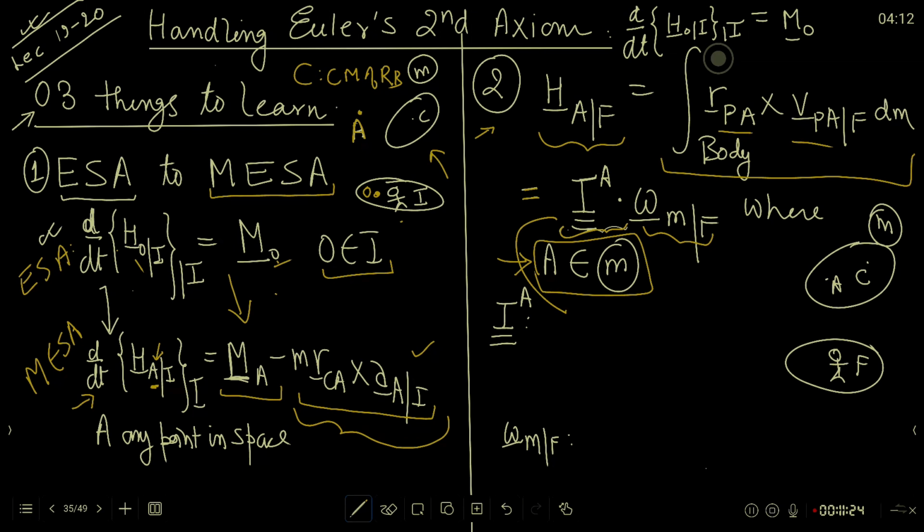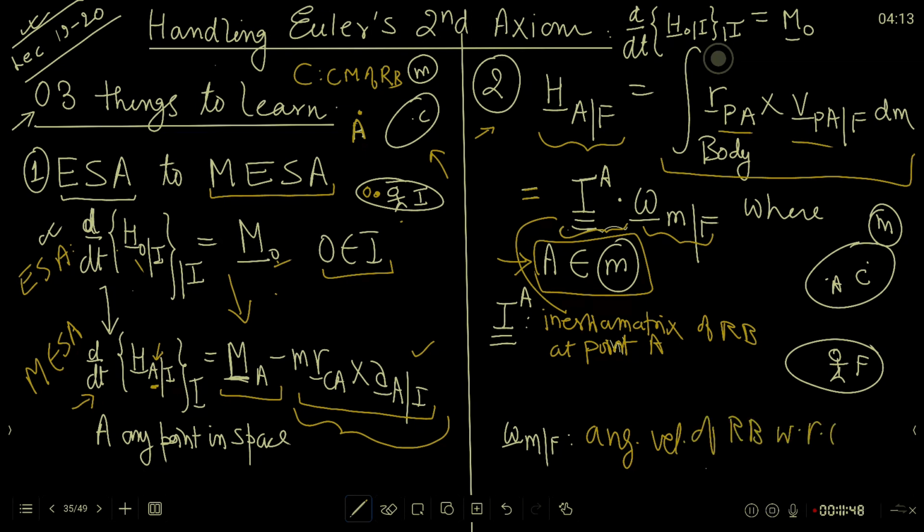First is the inertia matrix of RB at point A. Right, and omega MF is indeed the angular velocity of RB with respect to F. And the motivation with which we did this decomposition is this quantity depends only on mass distribution, not on motion.